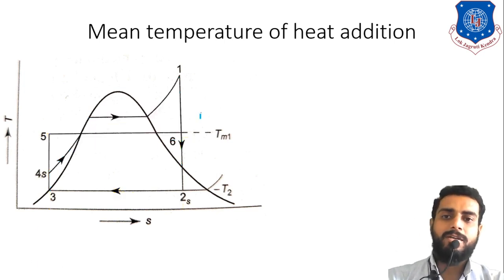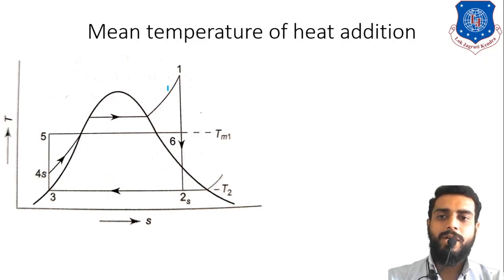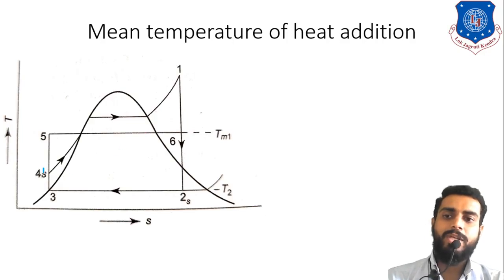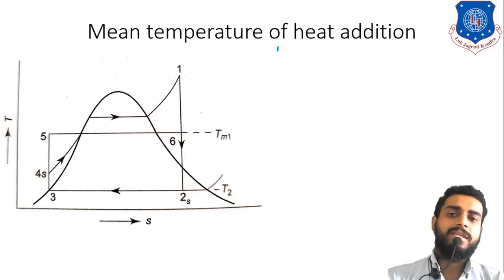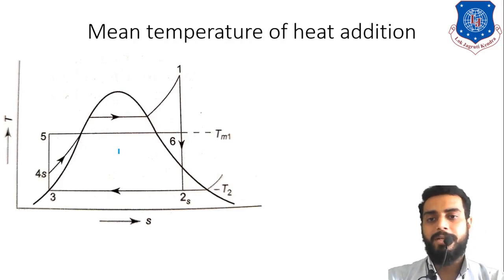For writing the definition, you can define it like this: if we have a heat addition process 4s to 1, the area under 4s to 1 is defined. But if we take a line 5, 6 such that the area under the line 5, 6 is equivalent to the area under 4s to 1, then the line 5, 6 will be called the mean temperature of heat addition.